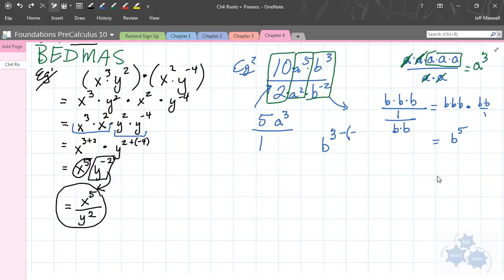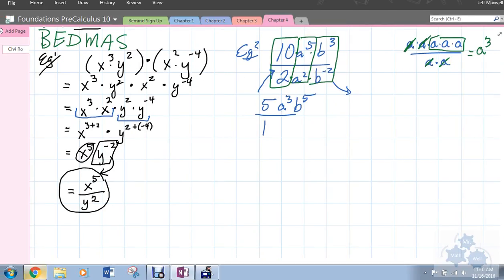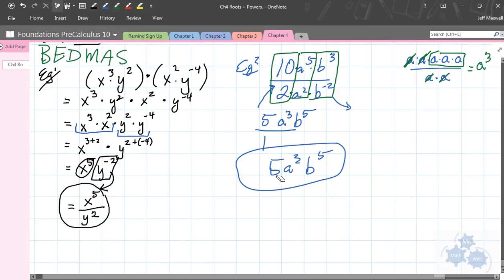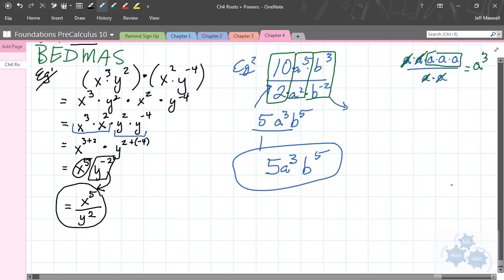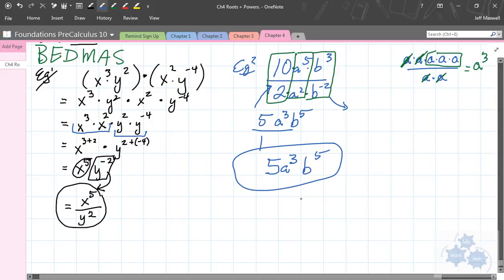Alright, so we got b to the positive 5, right? b to the positive 5. So, where does positive go? That means it's in the numerator. So what do we have? We have 5a cubed b to the 5th. That's about as messy as I can draw there. Capiche? Understando? You got it? This is the final answer, yeah. That's the simplified version. You can't do any more simplification there, yeah. That's that.